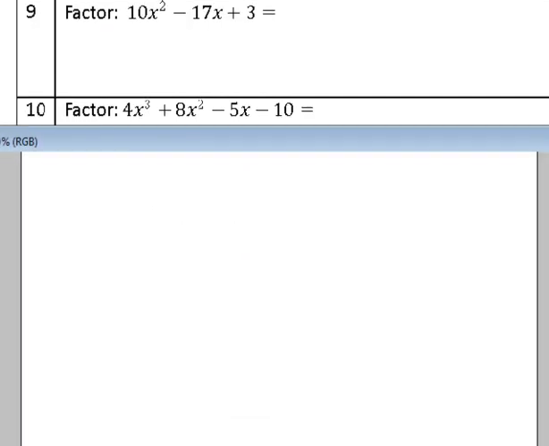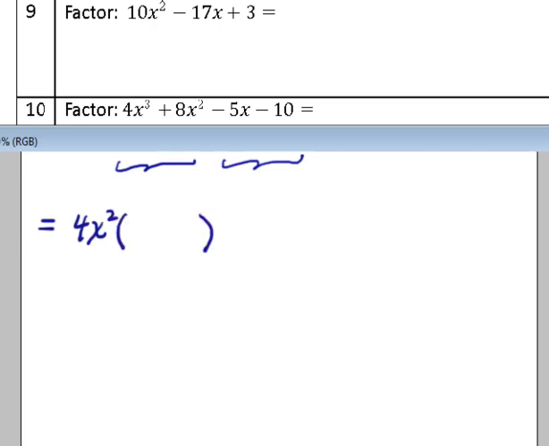And finally, let's look at question 10. Here we're going to factor a polynomial with 4 terms, 1, 2, 3, 4. And the method that we try when we have 4 terms is grouping. So let's do that. We're going to group together the first 2 terms and the second 2 terms and pull out common factors. So from the first two terms, we can pull out a 4 and an x squared.